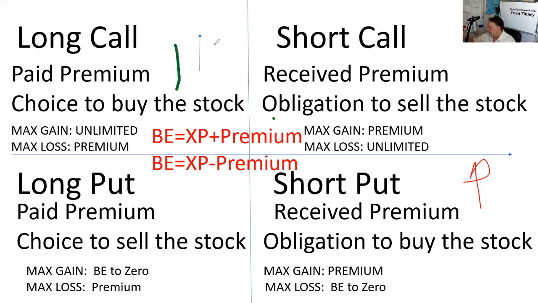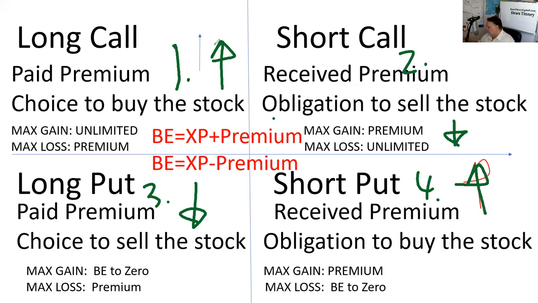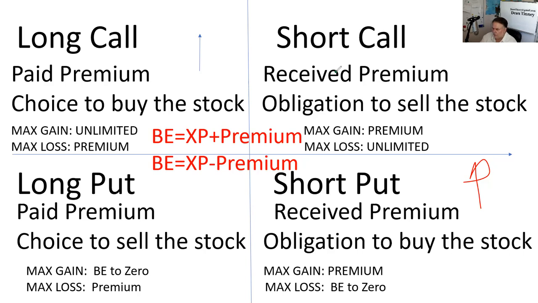We said this is number 1. We said that is bullish. We said this is position number 2. It's bearish. This is position number 3. And this is position number 4. Those are our 4 basic option positions that you're held accountable for and are tested on the SIE. All right, there's 2 more you're held accountable for on the SIE.